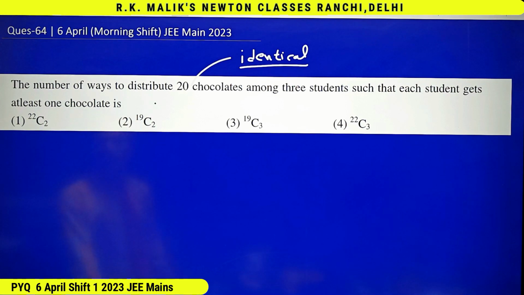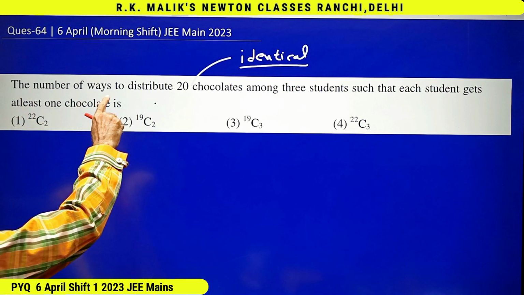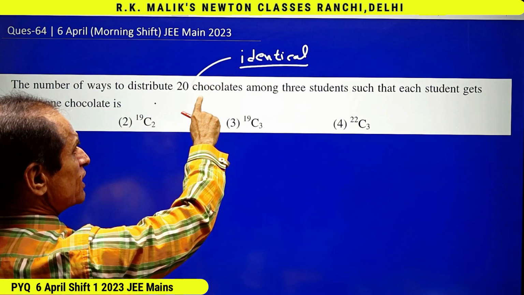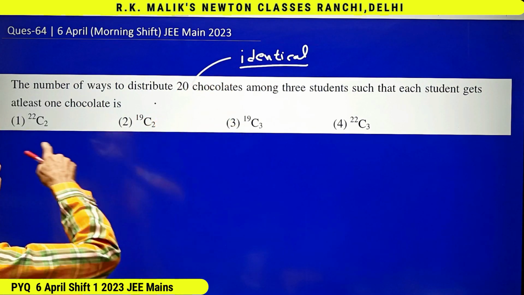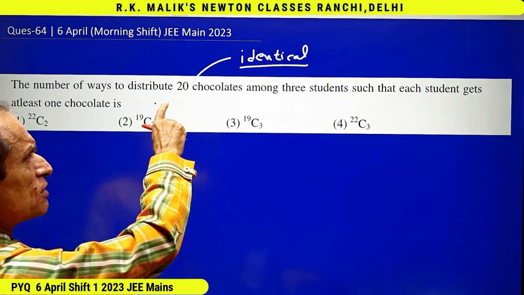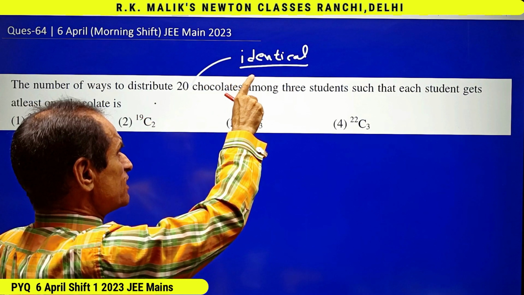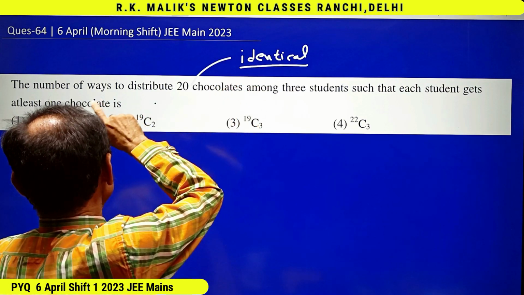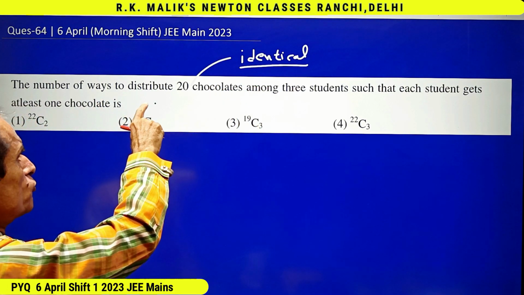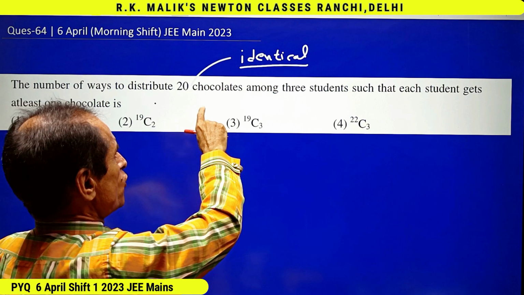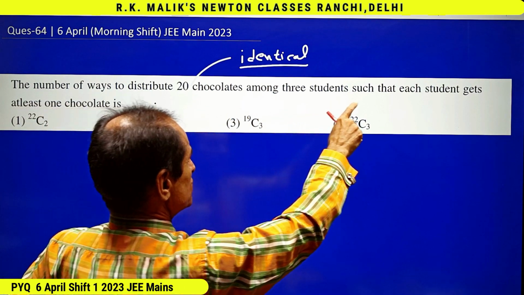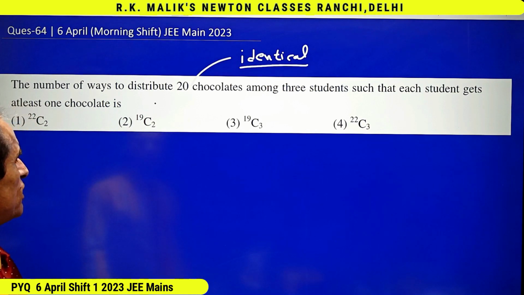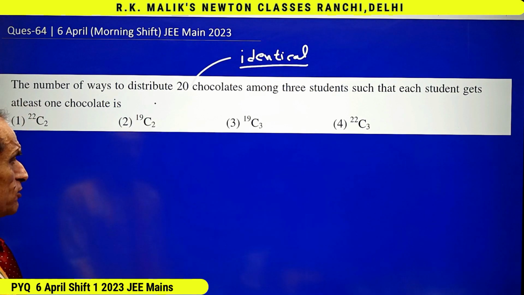In this question, he is saying the number of ways to distribute 20 identical chocolates. Note that one of these choices is correct only if the chocolates are identical. Therefore, I am saying the word identical must be there. The number of ways to distribute 20 identical chocolates among 3 students such that each student gets at least one chocolate is. You have to find the correct choice.